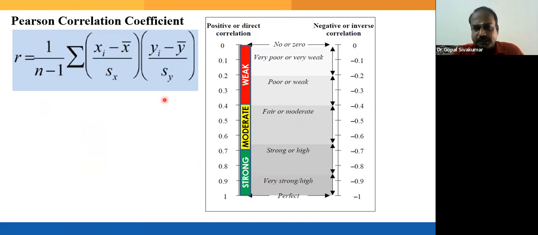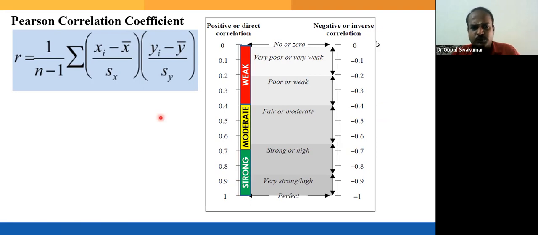And look at the guideline for judging the relationship. Your Pearson correlation coefficient will range between +1 and -1. +1 means strong, positive, perfect correlation. And -1 means perfect, negative correlation. 0 means no correlation. From 0 to 0.4, the correlation is considered weak. 0.4 to 0.7, the correlation is moderate. 0.7 to 1, the correlation is strong. Similarly, on the other side, right?